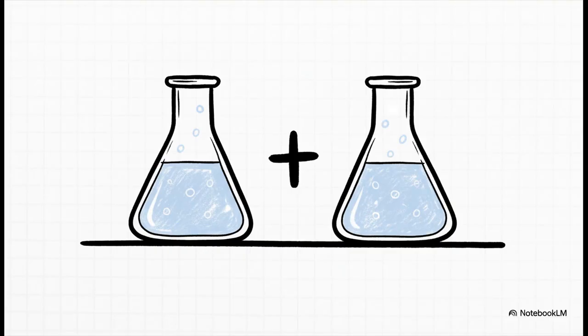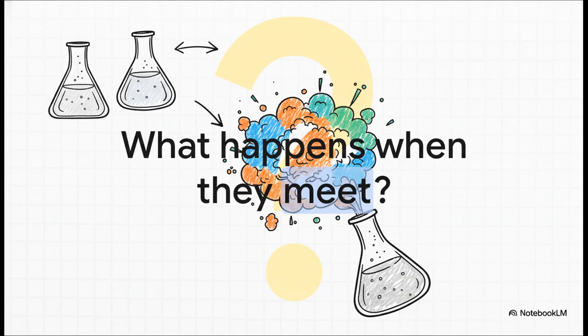Okay, so let's see this for ourselves. Imagine we have two beakers, and both just look like they're filled with water. Perfectly clear liquids. One of them is potassium iodide. The other is lead nitrate. At this point, nothing to see here, right? Just two clear liquids. But what do you think is gonna happen when we mix them? Are we just gonna end up with a bigger beaker of clear liquid? Or is something a little more dramatic about to go down?